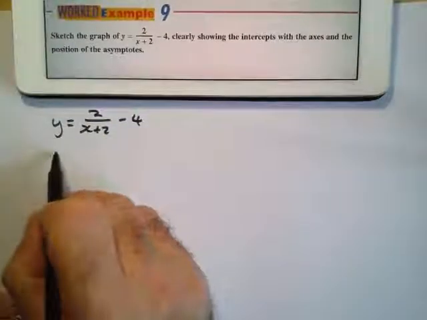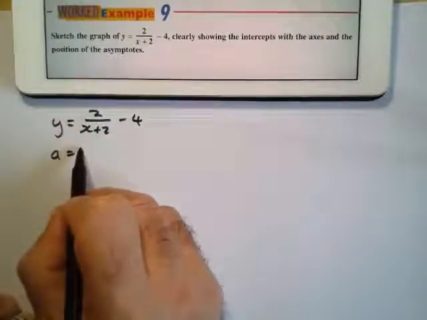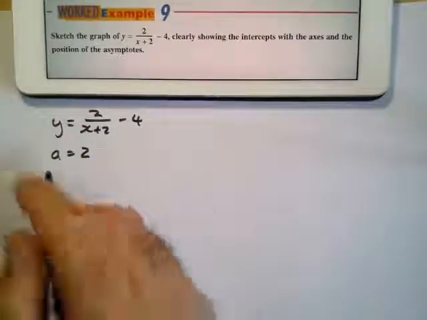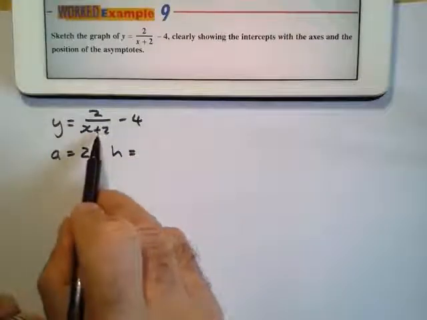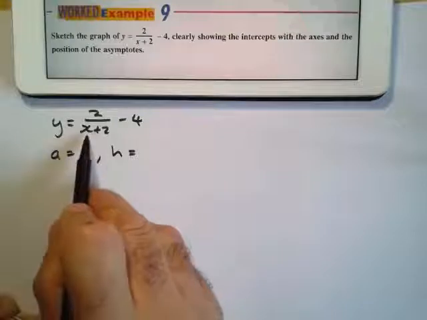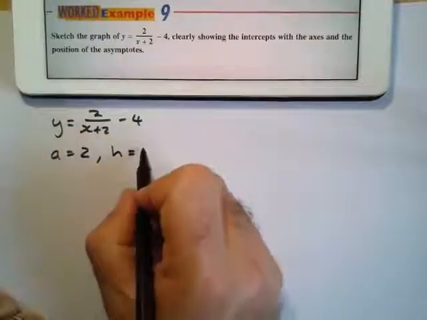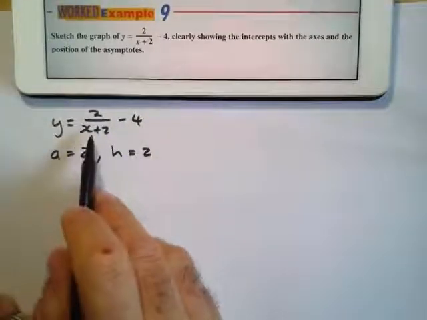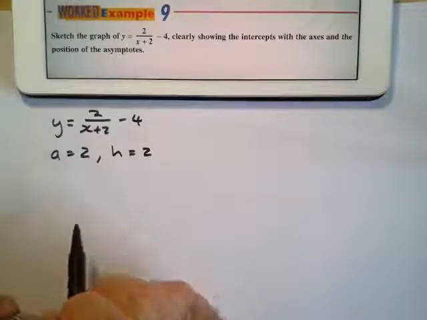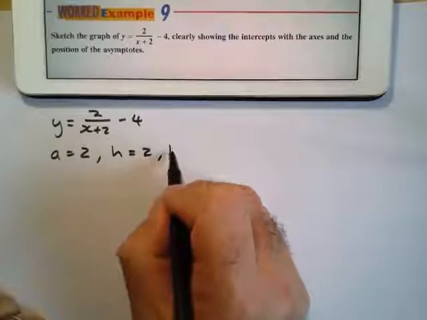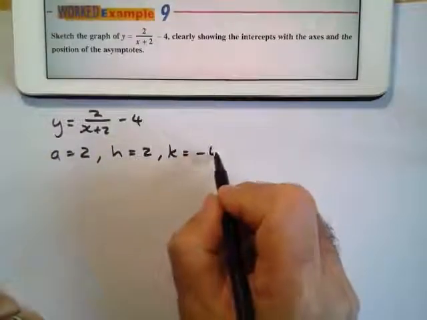What I'm going to do is quickly say a equals the dilation factor, which is 2. I'm going to say h equals, and I remember it depends on what you do. If you use x plus h, then this will be 2. If you use x equals minus h, then h will be negative 2. I also have a k value, and the k value is negative 4.